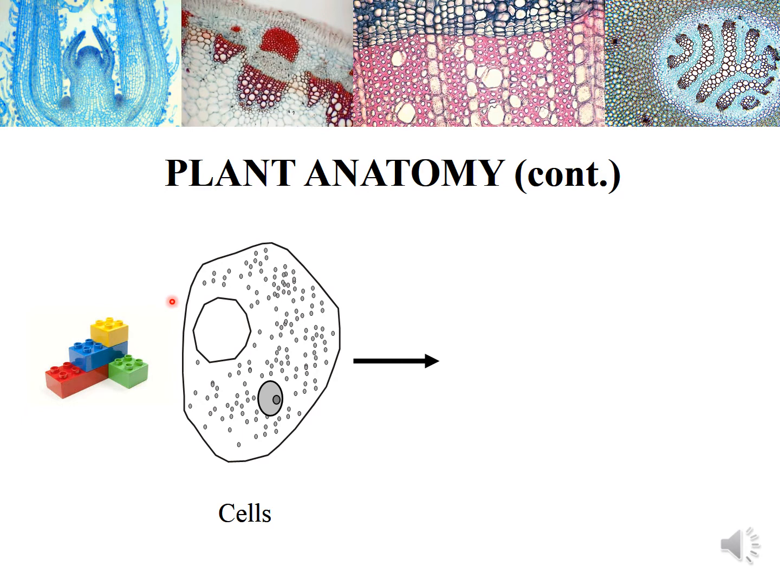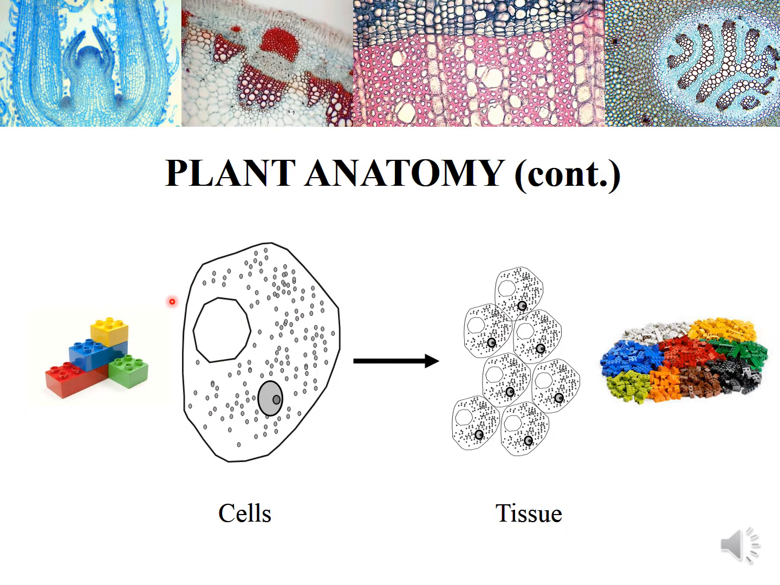Then we moved a little bit further and we started looking at tissue. And tissue is just cells that look similar, that have the same function, and that share cell walls between them. So the Lego blocks, it's just the different colors of Lego blocks together. We started off by looking at meristematic tissue, which is the growth tissue of a plant. It occurs only at the growth tips and in the cambium layer of plants.